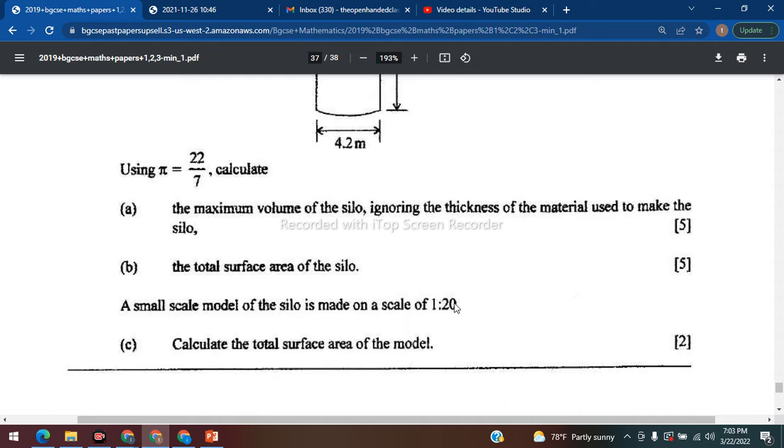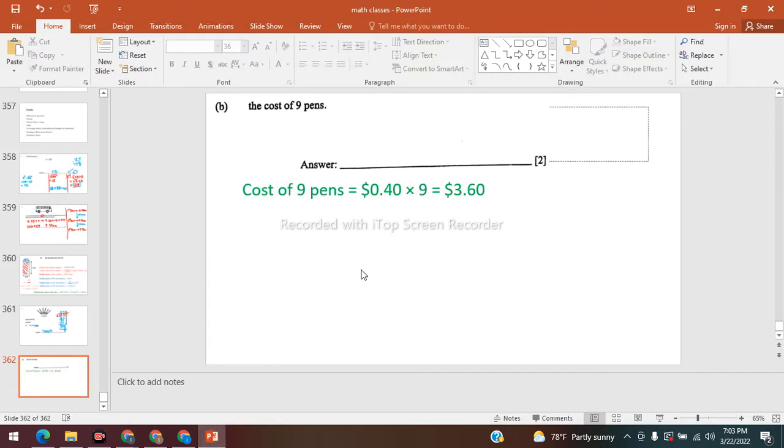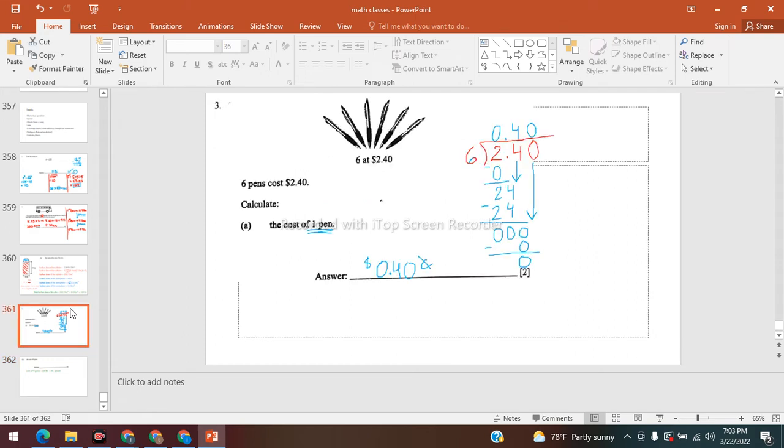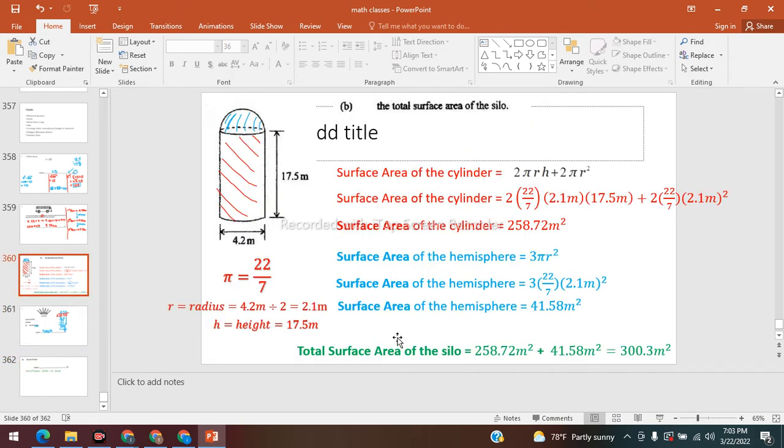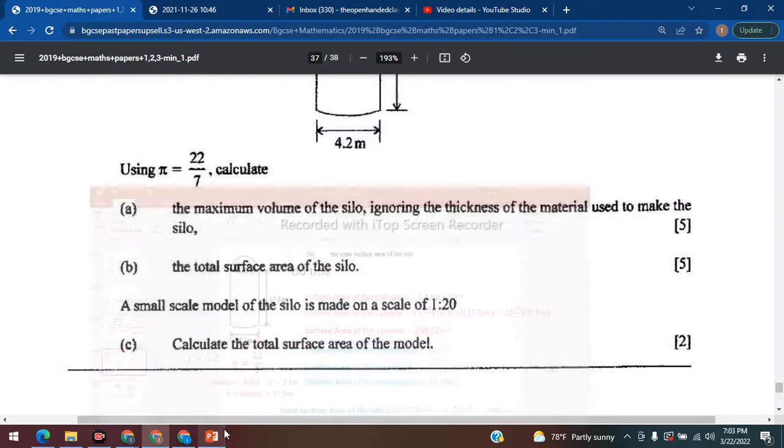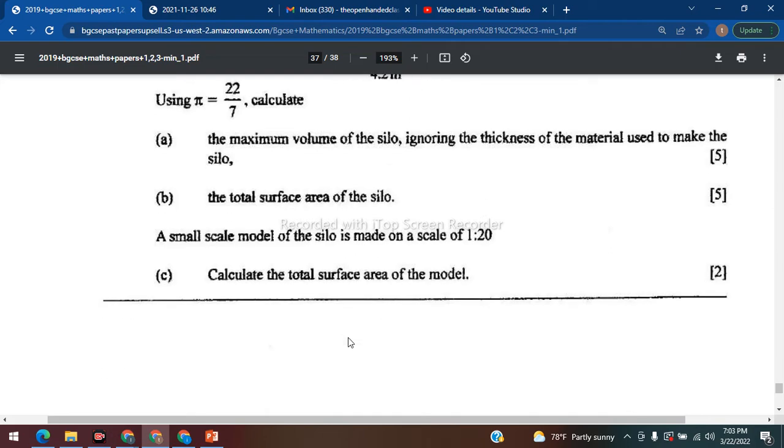And so if that's the case, I guess we'll divide the surface area by 20. That's ideal, but I'm not sure. It's a good question. I'm not sure about this one, honestly.